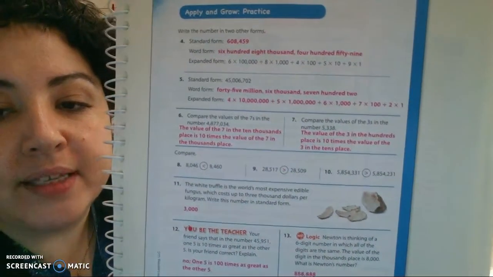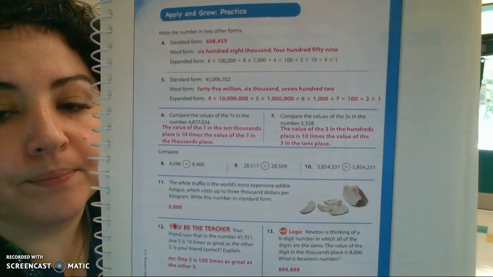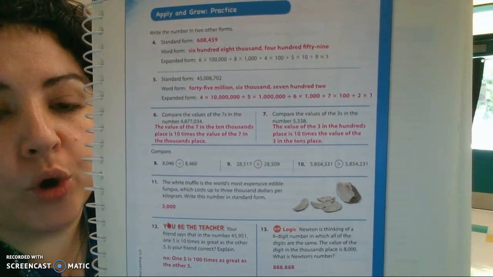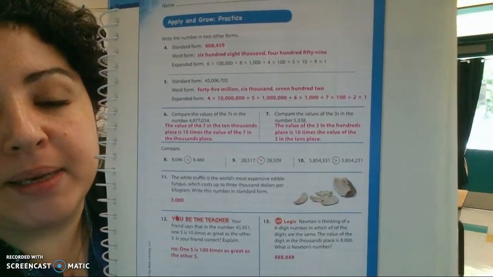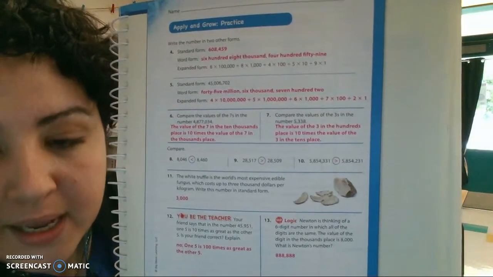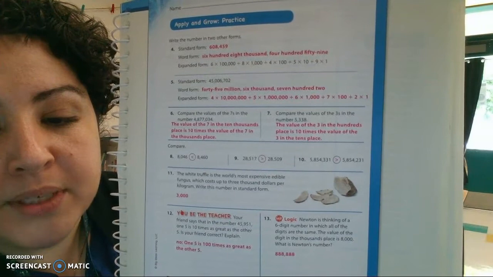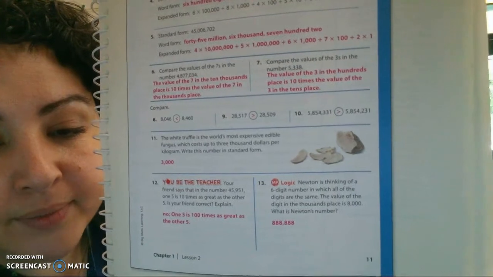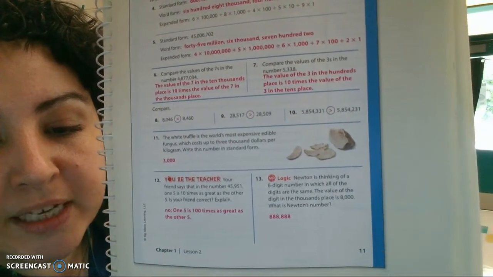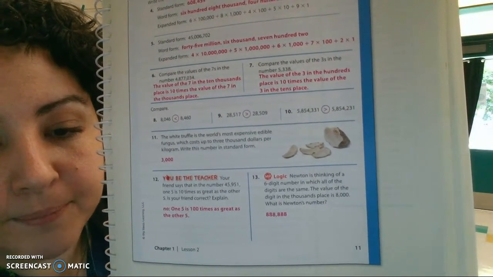They then worked on the apply and grow. So again, I'll leave this here for a few seconds in case you need to pause the screen to check your work. Okay, went over again standard, word, and expanded form. Had you comparing numbers in different places because we are talking about relationships and understanding the relationships between numbers. We had some comparing of numbers down at the bottom from 8 to 10. A word problem for number 11, and then we had some logic and you be the teacher trying to decide if the answer is correct or incorrect at the bottom of page 11.